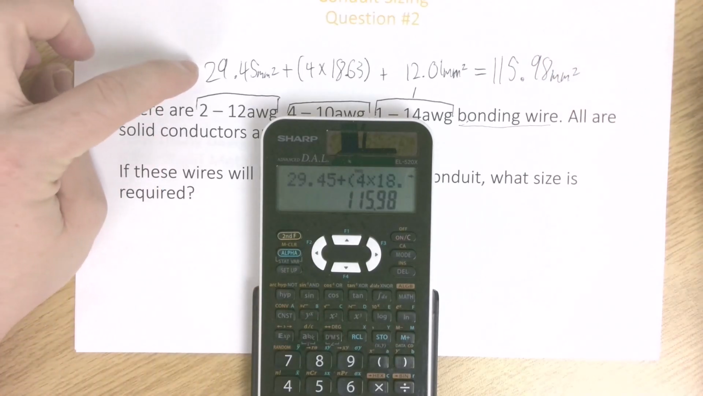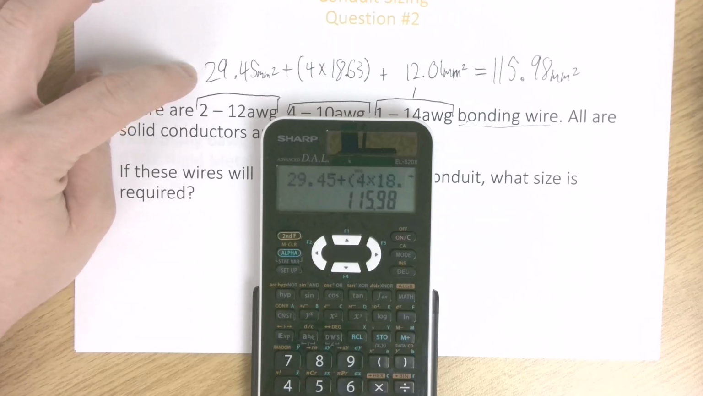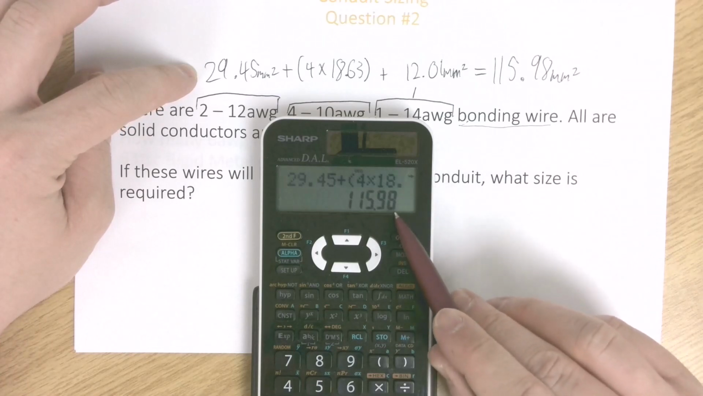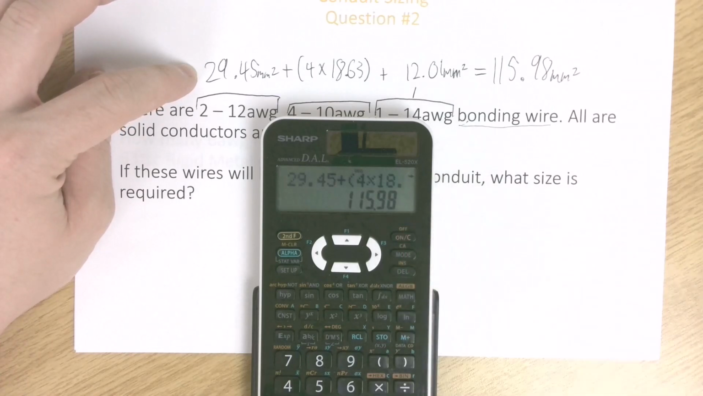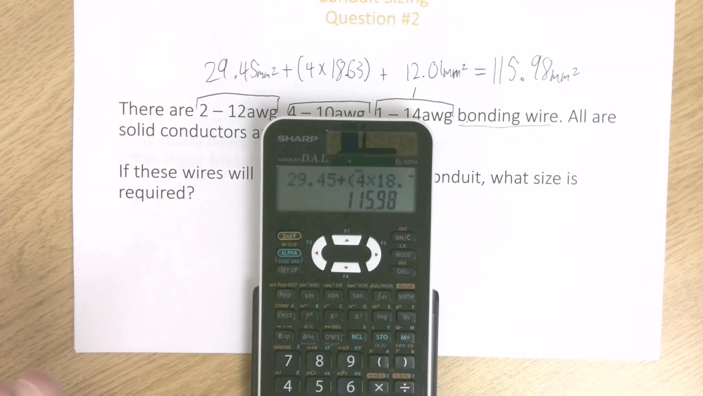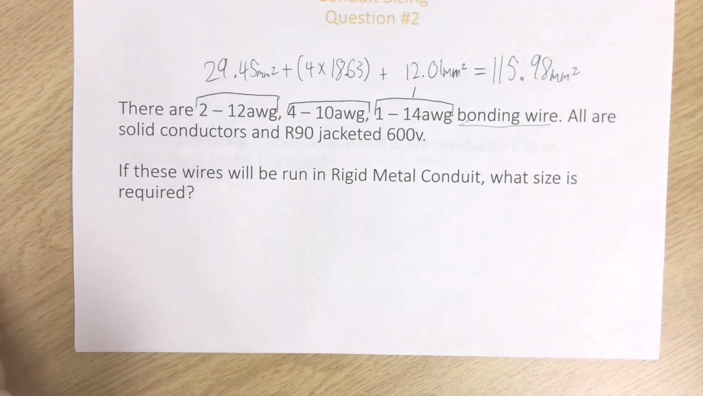Now, if you took the area measurement of one 12 gauge and multiplied it by 2, you will probably get 115.99 millimeters squared. Okay? Which is a very minor difference. It shouldn't give me the wrong answer, but I like to stress that difference in case anyone's concerned about it.